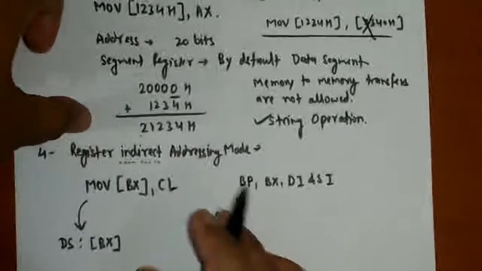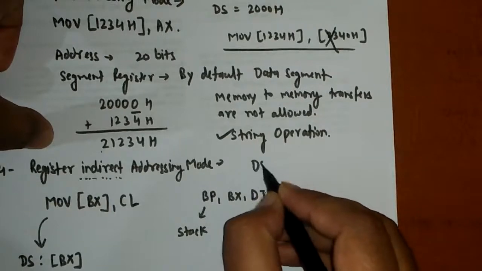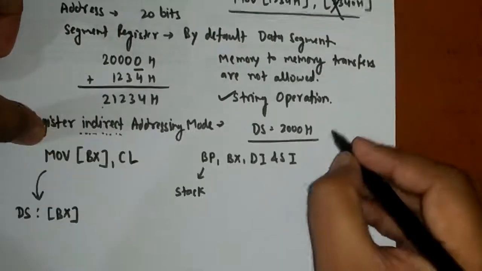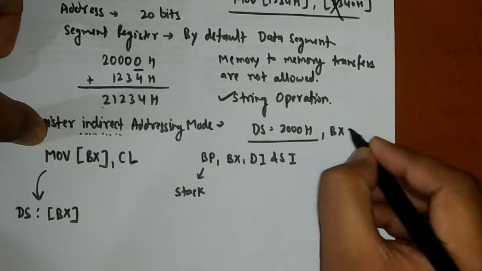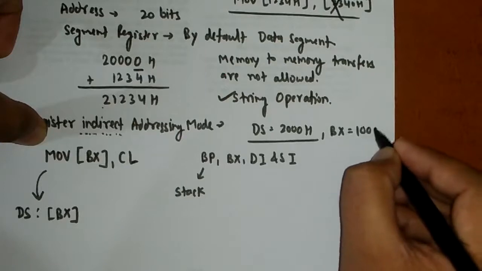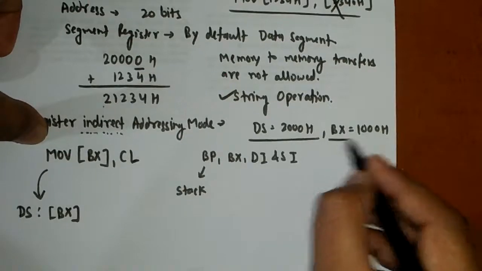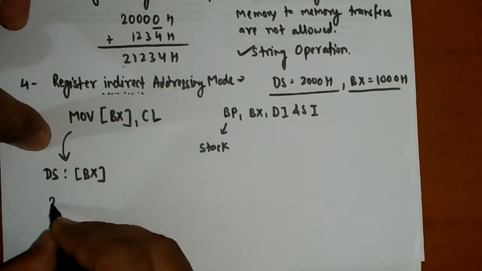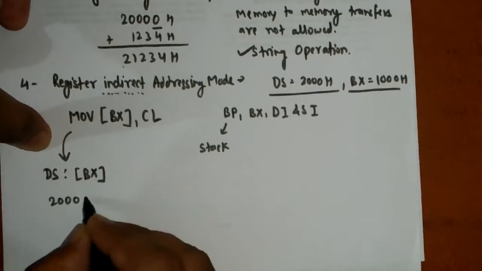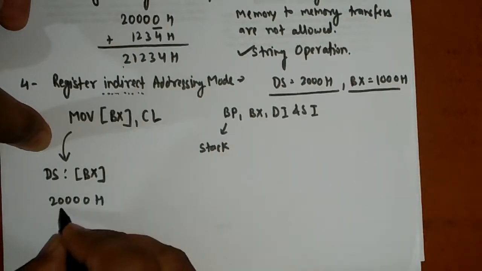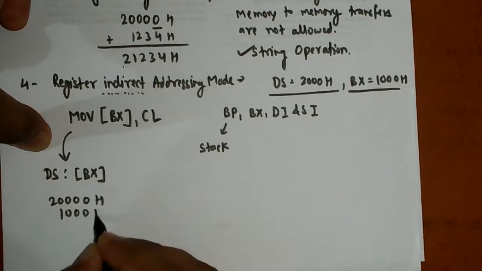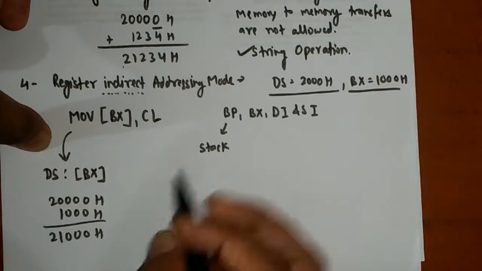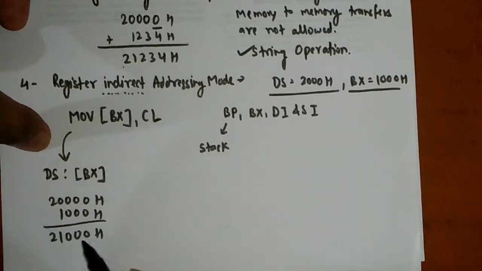So for our example, again assume that DS contains 2000h, and assume that BX contains 1000h. The physical address will be DS 2000, and as I said earlier, append a 0 at the end, then add the content of BX. So the final address is 21000h. This is a 20-bit address. So the content of CL will be copied to this address, right?